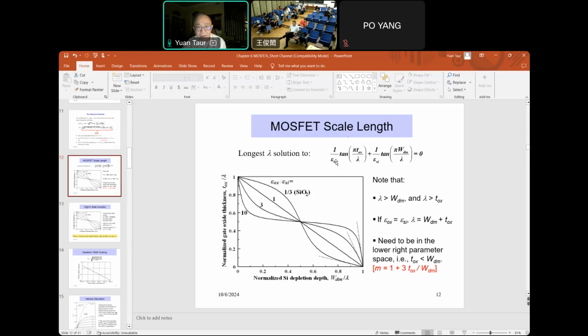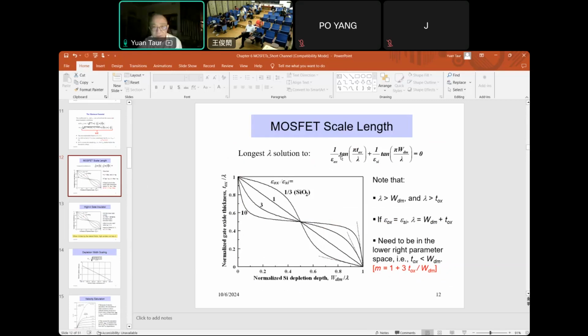And 1 means that we assume the permittivities are the same. In that case, we have tangent plus tangent equal to 0, and that's the straight line here. A very simple result. So first, let's observe some key features.